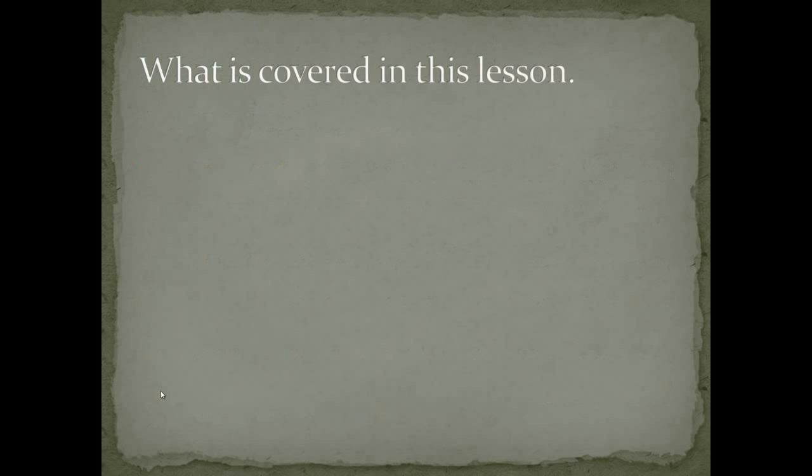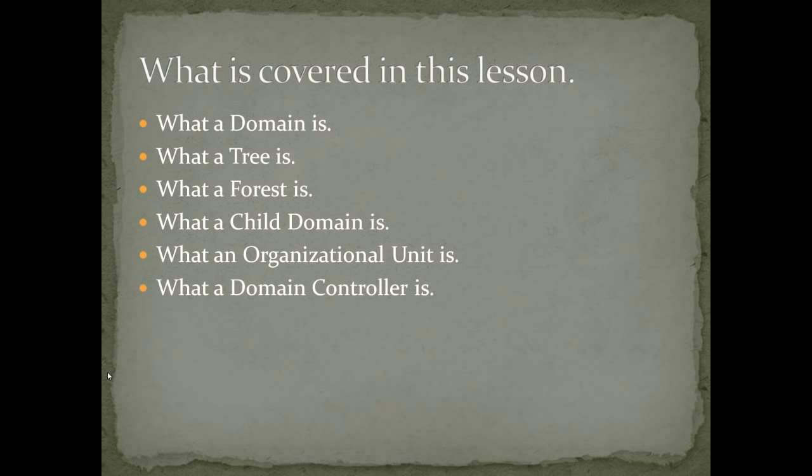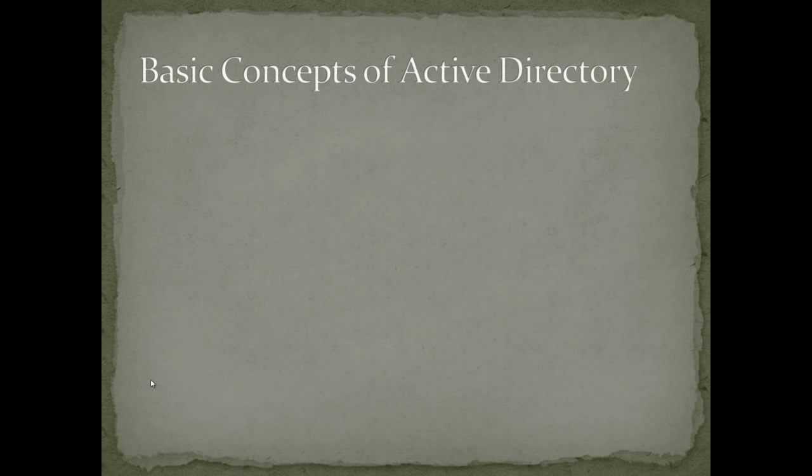Okay, so next what we're going to cover today. So we're going to cover what a domain is, what a tree is, what a forest is, what a child domain is, what an organizational unit is, what a domain controller is, the global catalog server, the operations masters, and installing Active Directory and domain services. So that's what we're going to cover today in this video. If you already know what they are, feel free to skip to the end or skip until you see the non-PowerPoint presentation here.